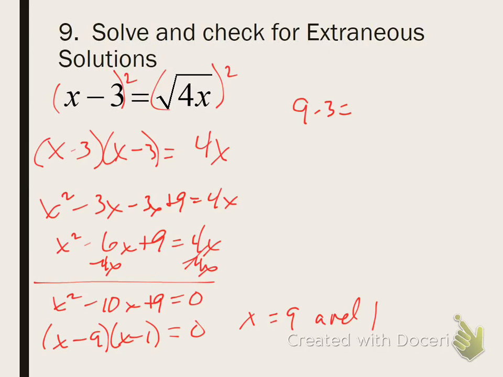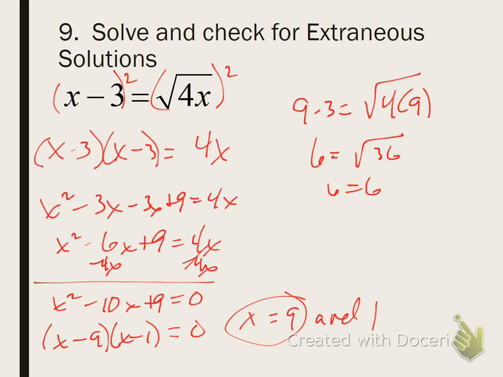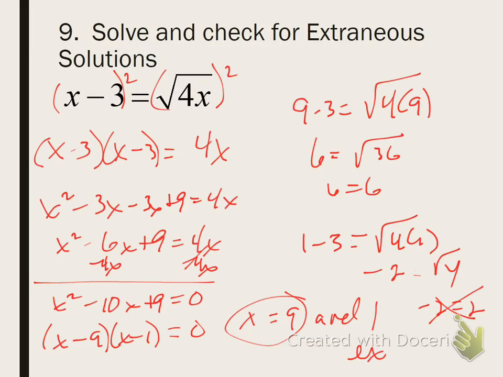9 minus 3 better equal the square root of 4 times 9. This is 6. This is the square root of 36. 6 equals 6. 9 works just fine. How about 1? 1 minus 3 equals the square root of 4 times 1. This is negative 2. Negative 2 equals 2. I don't think so. So 1 is extraneous.